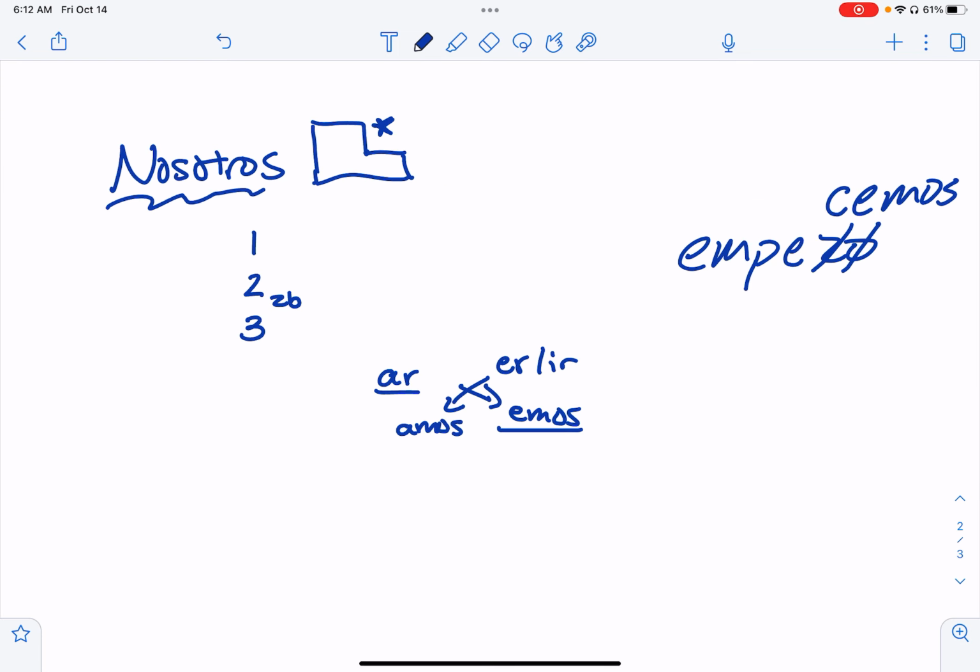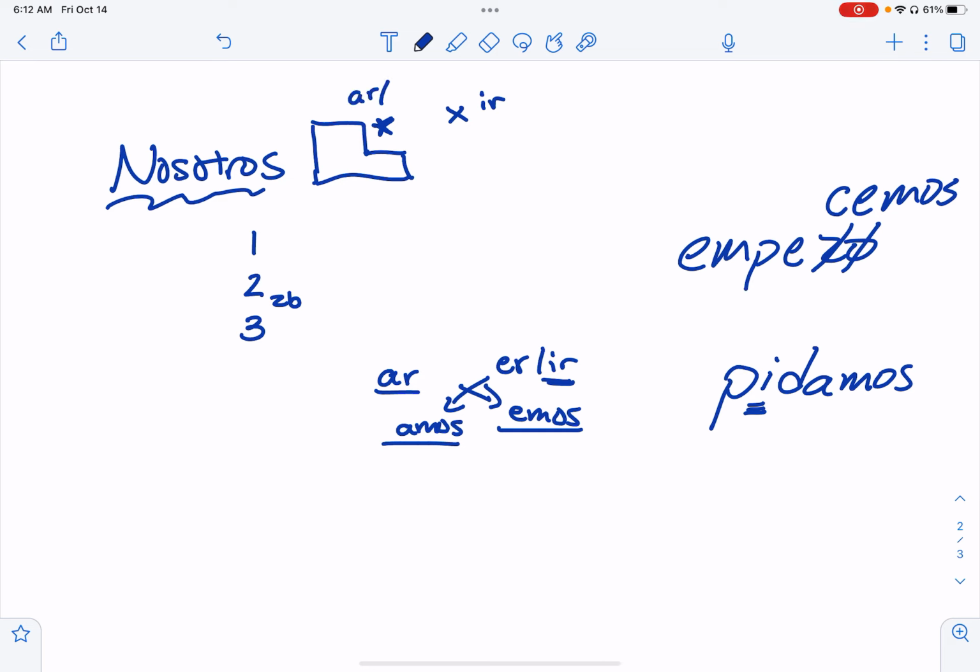Now, if it's an IR stem changer, the boot rule does not apply to IR stem changers. Like pedir, go to yo, pido. Step 2, drop the o, pid. Step 2b doesn't apply. Step 3, IR verb goes to amos, pidamos. And I do keep the stem change because it's an IR stem changer verb. So AR and ER, the stem changer rule does not apply because they're boot verbs and we're doing nosotros commands. IR, we keep the stem change.